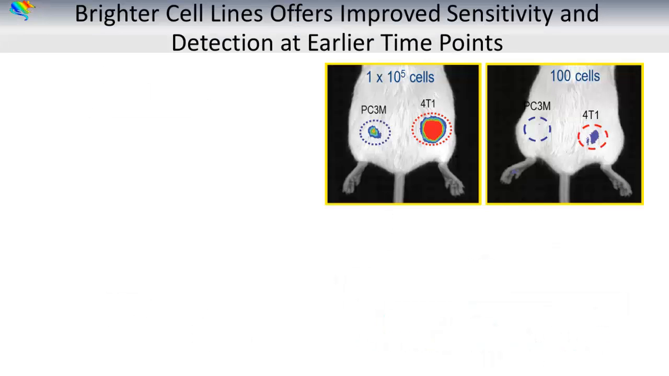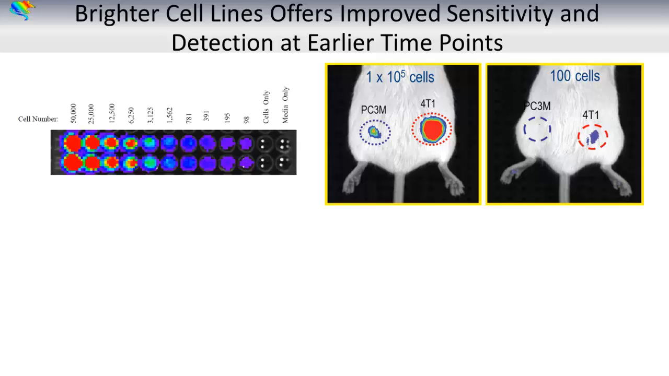Brighter cells offer improved sensitivity. The higher the photon flux of the cell line, the earlier we can detect the cells in vivo. Good laboratory practice is to verify the photon flux of the cells in vitro in a black polystyrene clear bottom well plate in the IVIS. Serially dilute the cells, add D-luciferin at 150 micrograms per ml, and image the cells. Draw regions of interest around the wells and calculate the photons per second per cell.